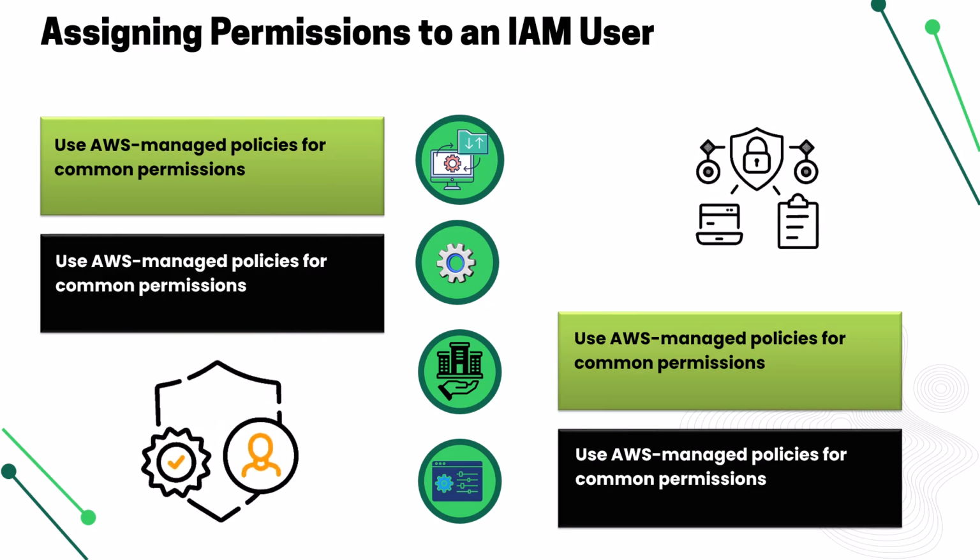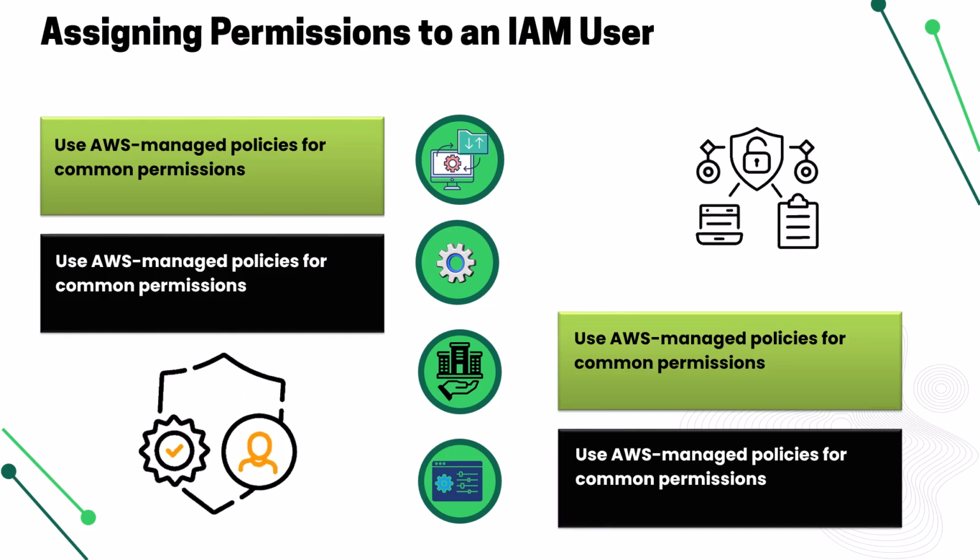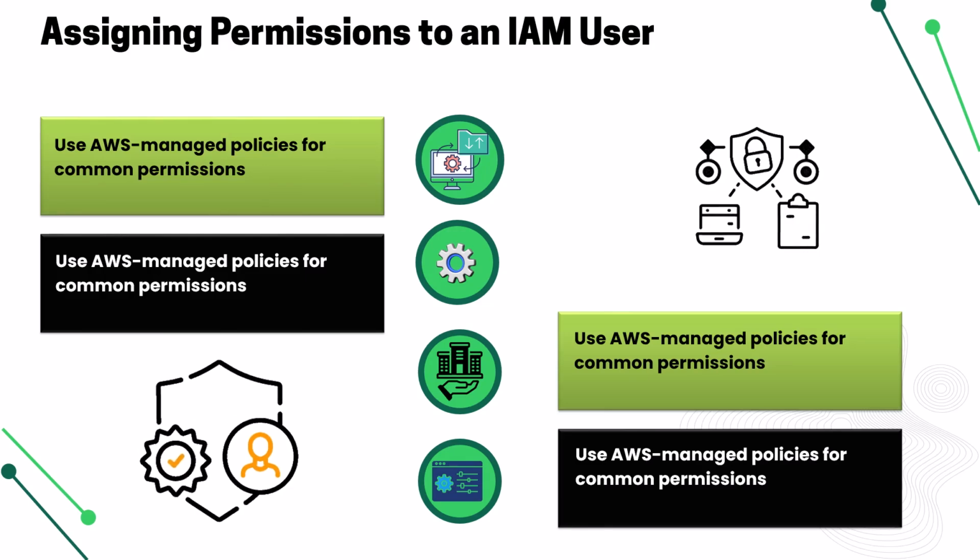Permissions are the key to IAM security. AWS managed policies are great for common tasks, but sometimes you need custom policies for specific needs. Attach these policies to users or groups to simplify management. And remember, always follow the principle of least privilege. Giving users too much access is like handing over the keys to your house and hoping they don't redecorate.